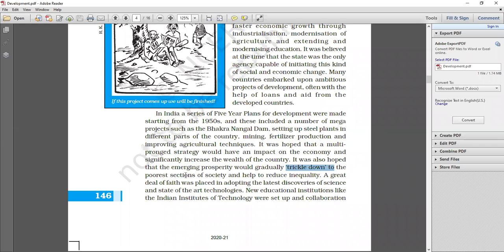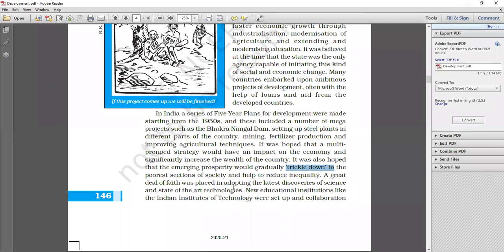Okay, so poorest section of society का में जो भी हम challenges देख रहे हैं, either it is of poverty, hunger, illiteracy, etc. ठीक है, अगर if we adopt these mega projects, then it will gradually reduce the inequality present in our society.